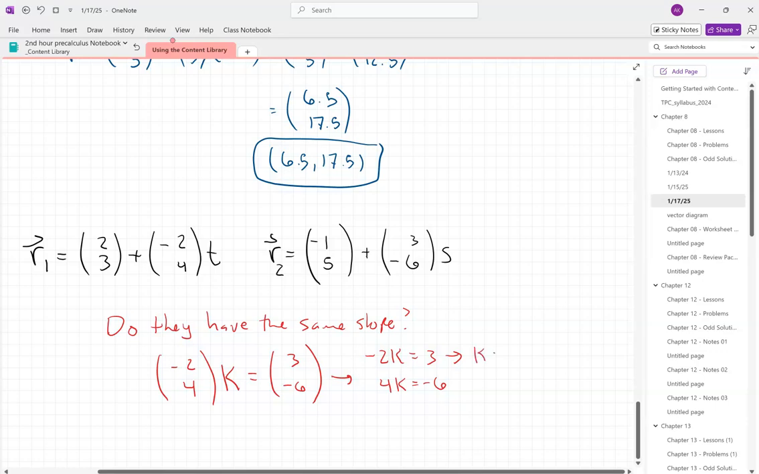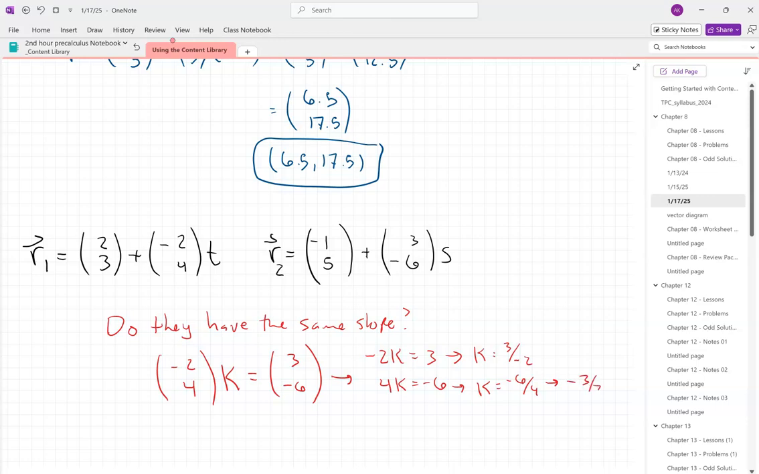So that tells me k is equal to 3 over negative 2, or that k has to equal negative 6 over 4. I notice negative 6 over 4 reduces down to negative 3 over 2. So those are the same k, correct? So my answer here is yes.